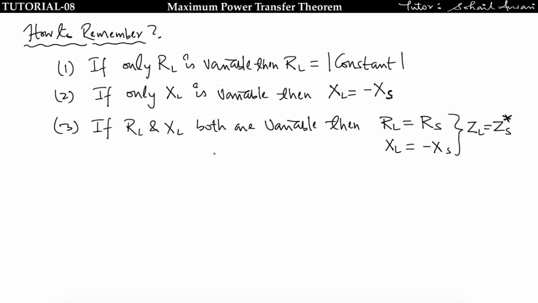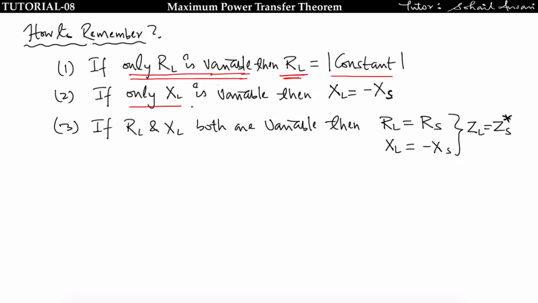Now how to remember, since we have case 2A, case 2B, case 2C, and similarly case 3 and case 1, how to remember all these cases and the value of RL? I am going to tell you one shortcut. In any circuit, if only RL is variable, then RL is equal to the magnitude of the constant. That means whatever constant impedance is present in the circuit, we take the mod of that constant, and that gives the value of RL. This happens when only RL is variable.